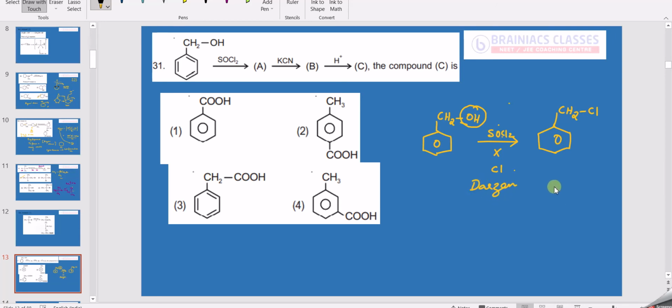Now what will happen? This is further treated with KCN, that is K plus and CN minus. And we know that CN minus is a strong nucleophile. So it will easily replace halogen, which is a weak nucleophile. So what will happen? You will get CH2CN. Because a weak nucleophile means it's a good leaving group. Very easily it will leave. So you can easily replace it with a strong nucleophile CN minus.